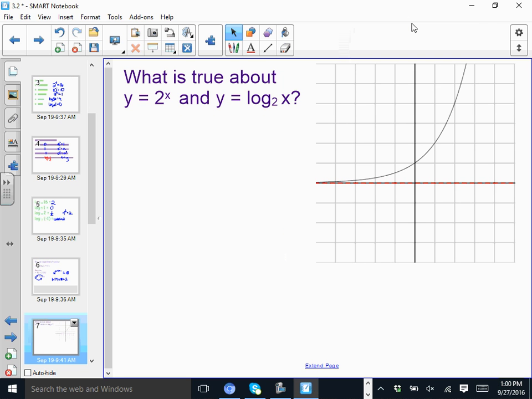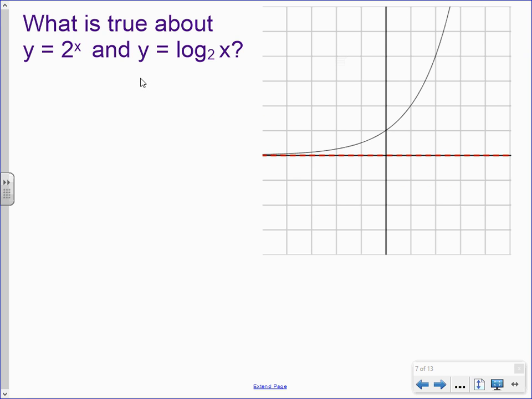All right, within your pods, I want you to have a quick discussion about the relationship of y equals 2 to the x and y equals log base 2 of x. What's the relationship?